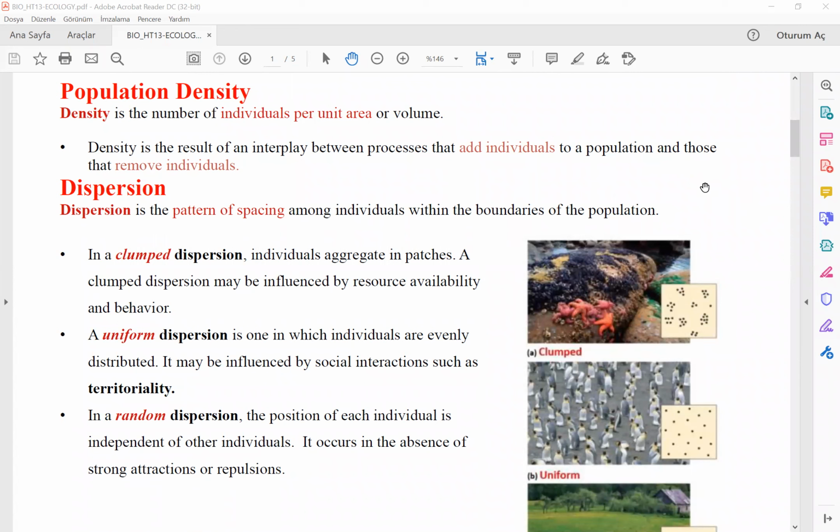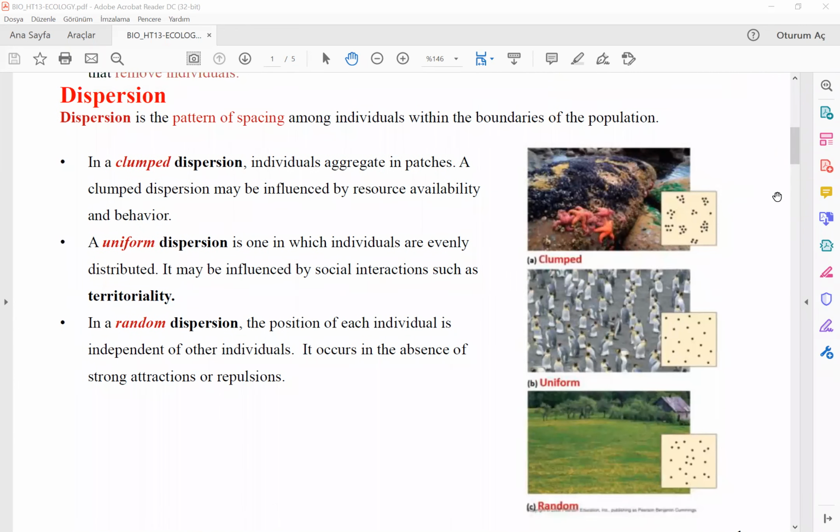The second population dynamic factor is dispersion of the population. There are three types of dispersion in populations: clumped, uniform, and random. You see, in the clumped form, the individuals aggregate in patches. For example, these are clumped. Clumped dispersion may be influenced by resource availability or behavior, such as behavior to protect from predators, or predatory or prey behaviors that make them form a group. This group is called clumped dispersion.